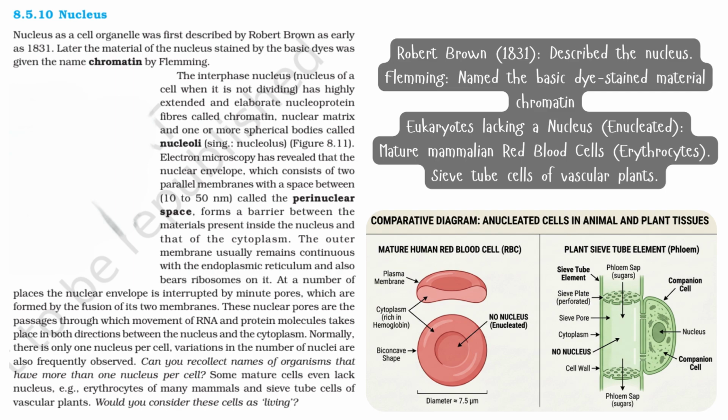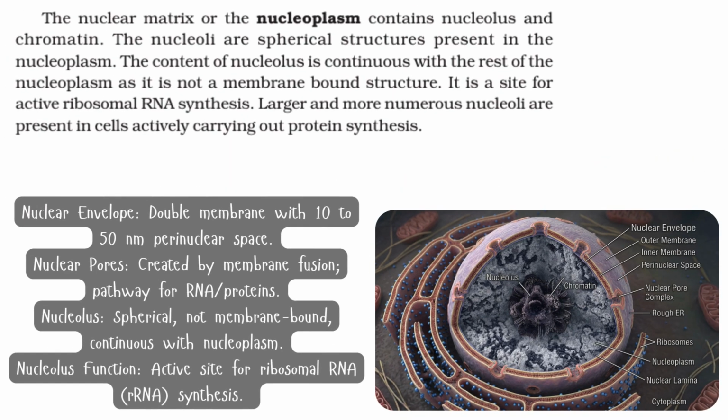Do not make the mistake of assuming all living eukaryotic cells must have an active nucleus. The nuclear envelope is a double membrane separated by a 10 to 50 nanometer perinuclear space, which acts as a barrier. It contains nuclear pores, formed by the fusion of its two membranes to allow passage of RNA and proteins.